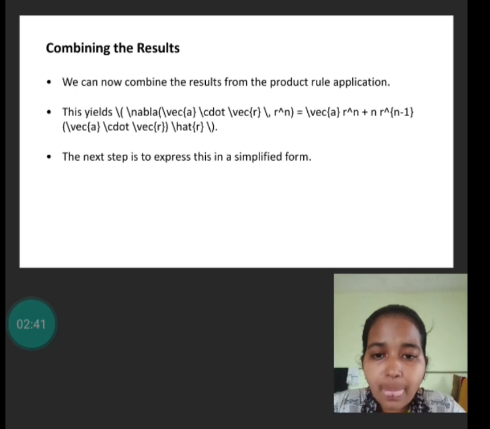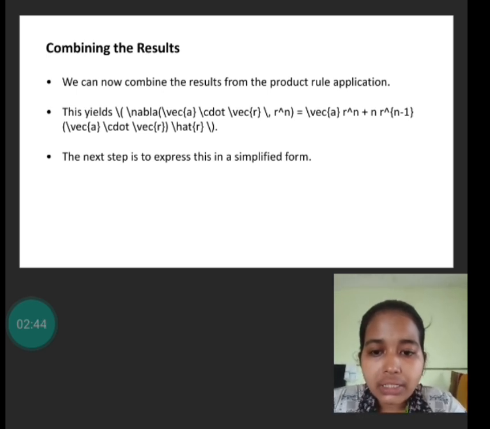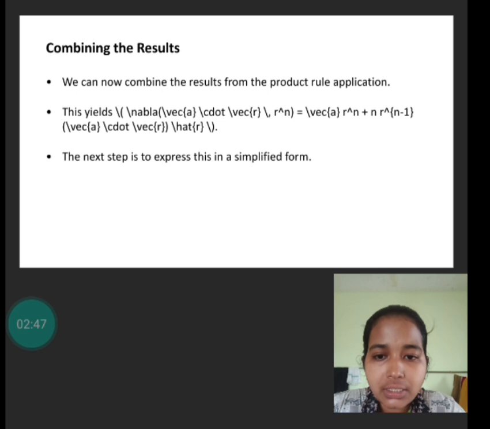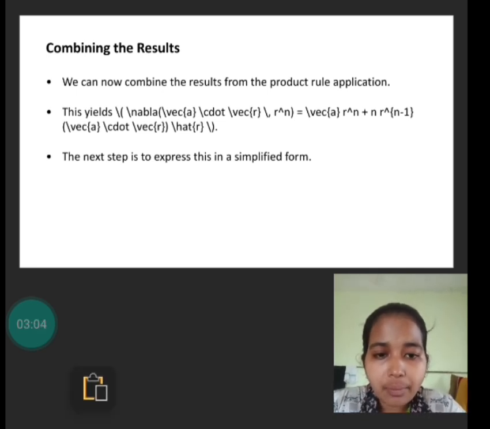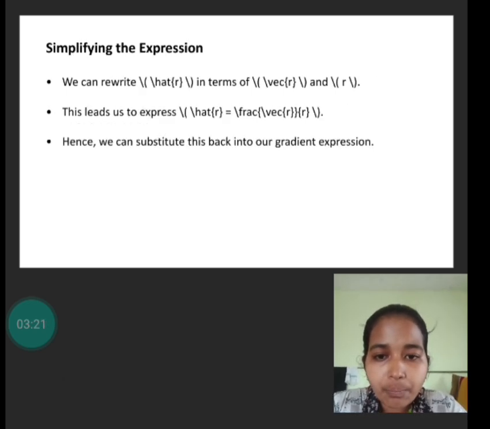Combining the results. We can now combine the results from the product rule application. This gives nabla of (vector A dot vector r) r^n equals vector A r^n plus n r^(n-1) (vector A dot vector r) r hat. The next step is to express this in a simplified form.